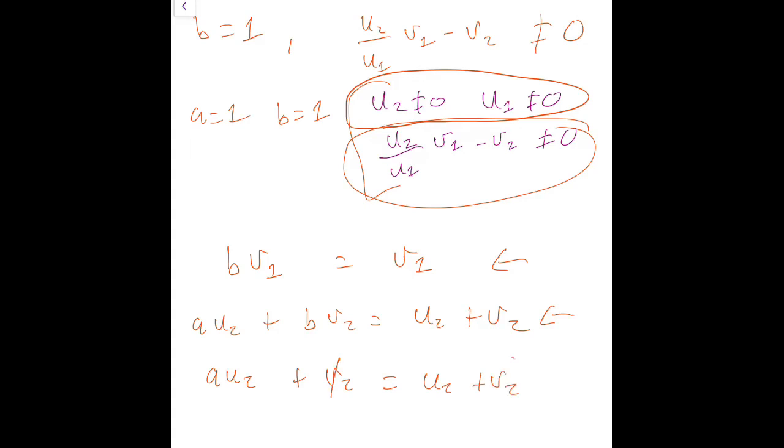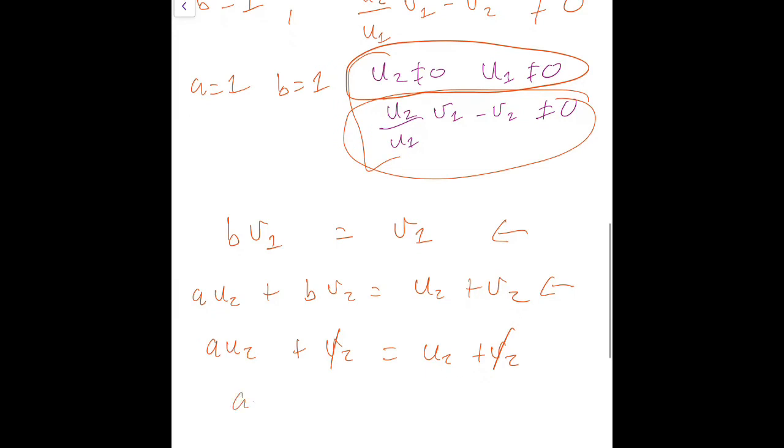Okay, so now I can cancel V2 from both sides, and now I have A U2 is equal to U2, and this tells me either A is equal to 1 or U2 is equal to 0. Okay, if A is equal to 1, then the argument just goes as before, because A and B are both equal to 1, so the third equation is not true.